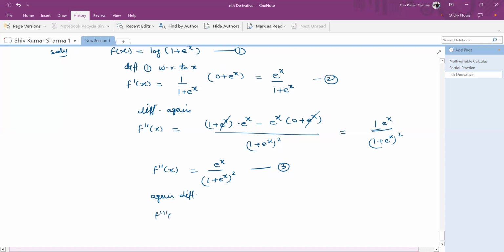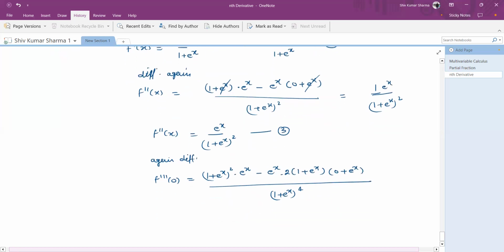So this gives us f triple dash naught is equal to. So when we differentiate this again, same form. We write down the denominator into differentiation of numerator, minus numerator into differentiation of denominator. So 2 into 1 plus e raised to the power x, and the differentiation of this, 0 plus e raised to the power x, upon denominator to the whole square, means raised to the power 4.